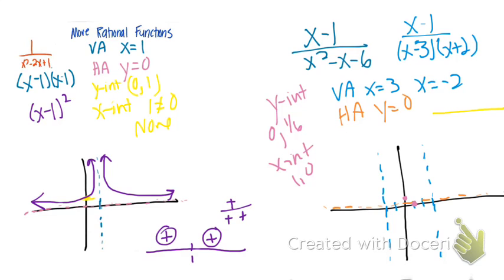And let me move that actually somewhere it's easier to see. So I'm going to mark my vertical asymptotes and my intercepts.